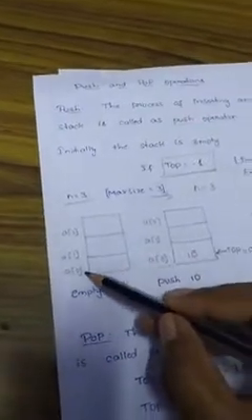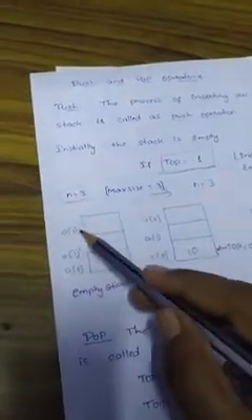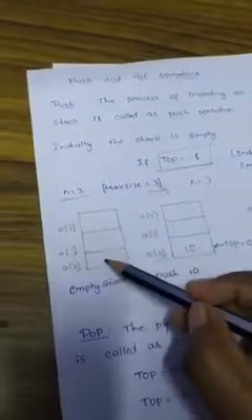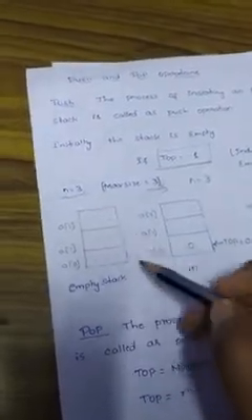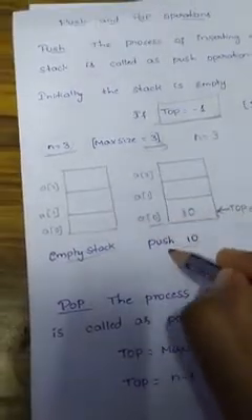That is A[0], A[1], A[2], because we are using arrays, which range from 0 to n-1. So we start from the positions 0, 1, 2. We can insert the 3 elements. This is first referred to as an empty stack. Now we can add the element 10 at position 0, that is, we push the element 10 into the stack.